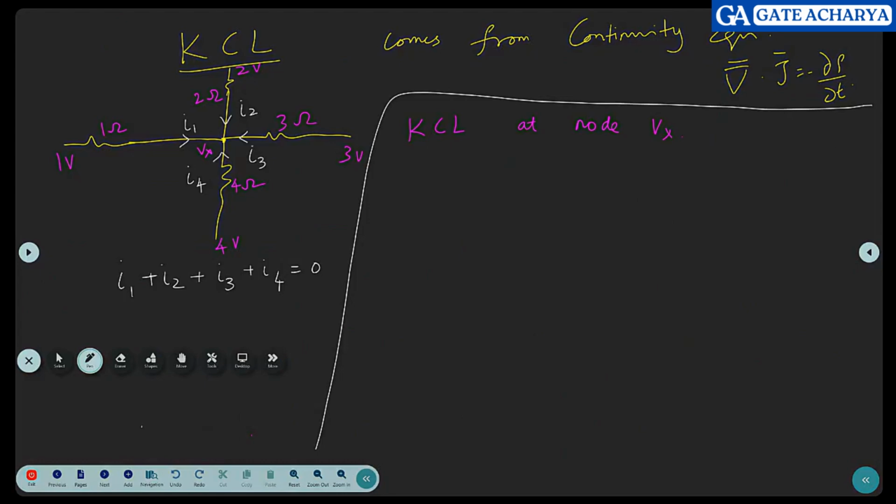You can say Vx minus 1 volt divided by the resistor. So Vx minus 1 volt divided by 1 ohm is I1. This is I1. This node minus this node voltage divided by the resistance is this current. What is the current in this branch? The potential difference across this component divided by the resistor. Continue writing it like that. Equate it to 0. Tell me what is Vx.